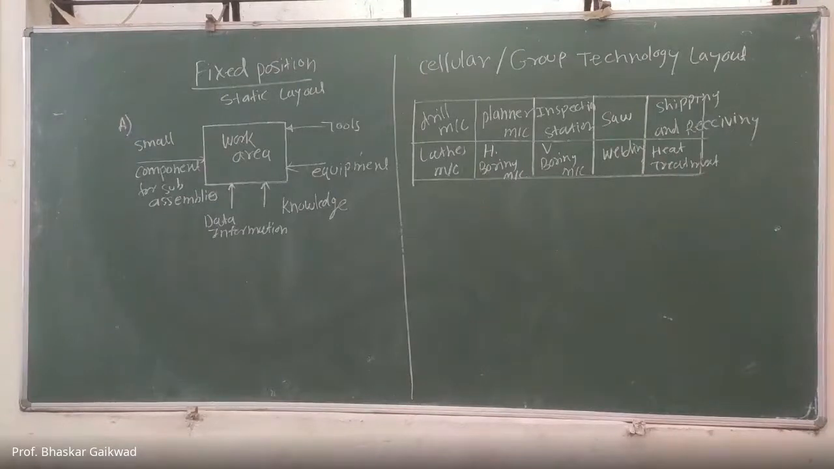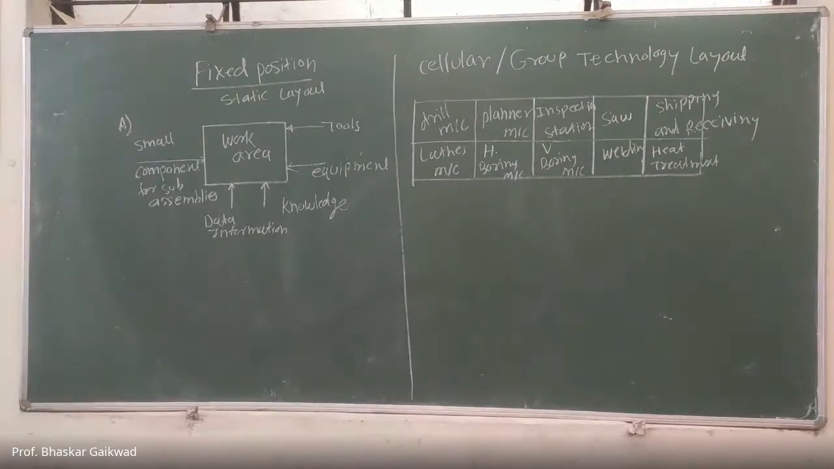This rectangular shape is actually the working area. Before this, you can remember one example: big products such as ships, aeroplanes, the different types of rollers used in rolling mills, crushing units. These big jobs are very heavy and very difficult to handle. Under such situations, we can use fixed position or static layout.